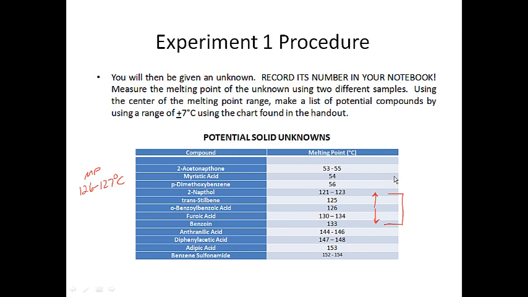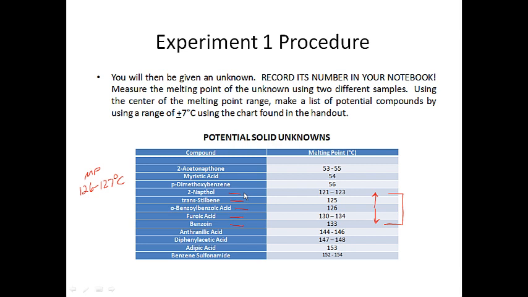And you can see that there's kind of a break point between 133 and 140, and a huge break point between 56 and then 120. So here are my possible unknowns: 2-naphthol, trans-stilbene, ortho-benzoylbenzoic acid, furoic acid, and benzoin. Okay, those are my possible unknowns. So that's how we determine the possible unknowns.